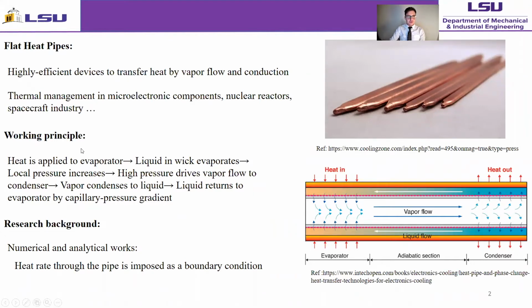The working principle of a flat heat pipe is shown here. The heat is applied to the evaporator, liquid in the wick evaporates, and the local vapor pressure increases. High pressure drives vapor flow to the condenser, where the vapor condenses to liquid, and the capillary pressure gradient brings the liquid back to the evaporator.